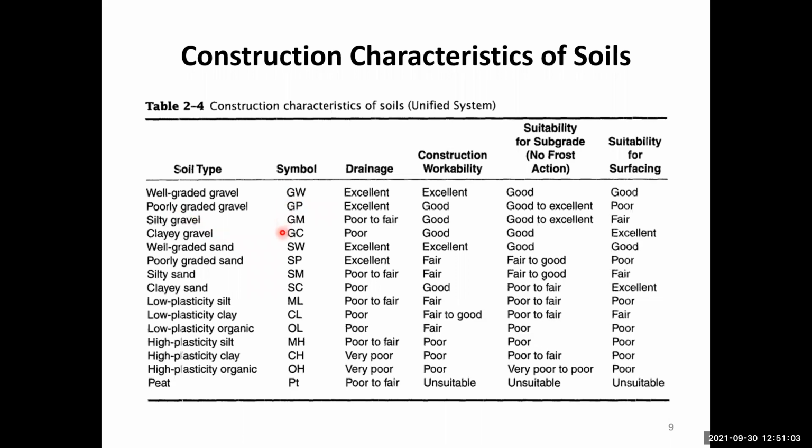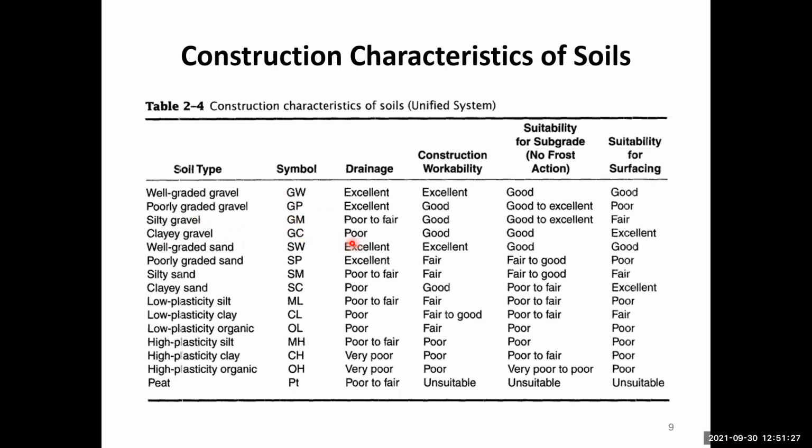Gravel has four classifications: well-graded gravel and poorly graded gravel. And then there is silty gravel, so gravel with silt particles, G with M, where M is the symbol used for silt and G is for gravel. And then clayey gravel, gravel with clay particles.